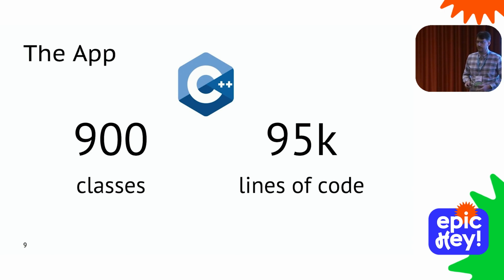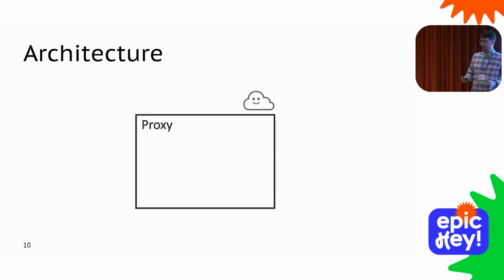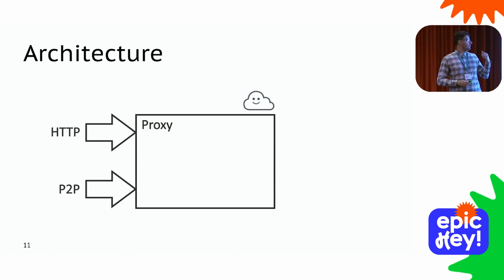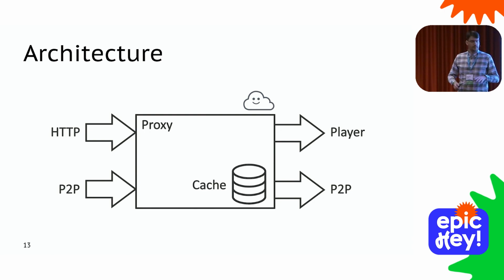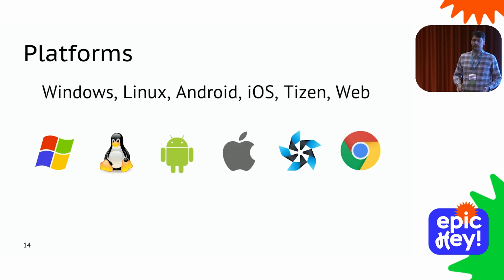It's 900 classes. And the architecture looks like this from a bird's eye view. It was a proxy server that could take data from the broadcasting server via HTTP and from the peer-to-peer network. And it sends data to the player, to the user, and injects it into the peer-to-peer network. And inside the proxy, there is a smart cache that does all the magic behind the scenes. So we used C++. We compile it to different platforms.